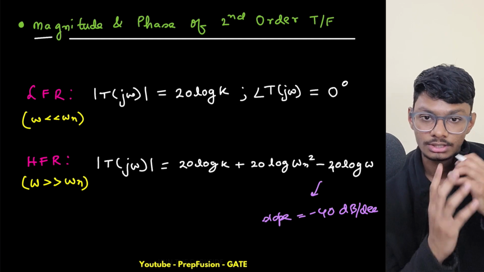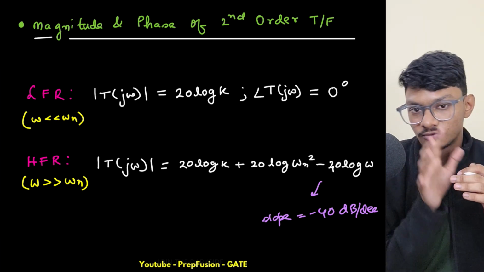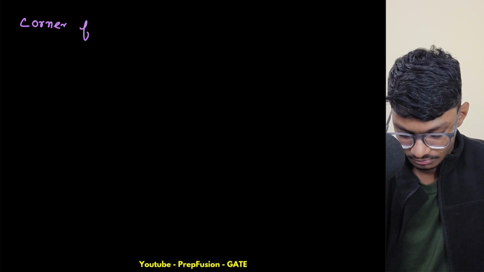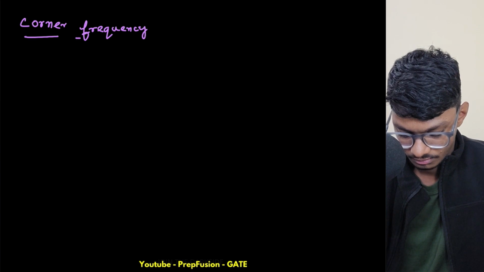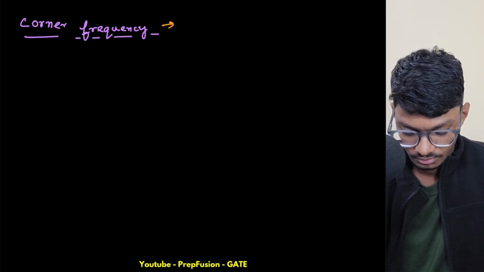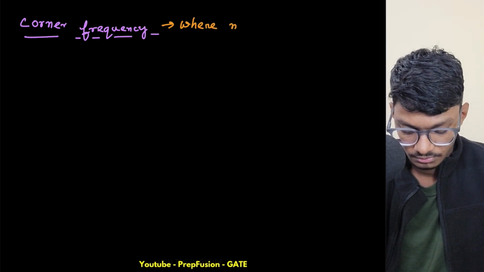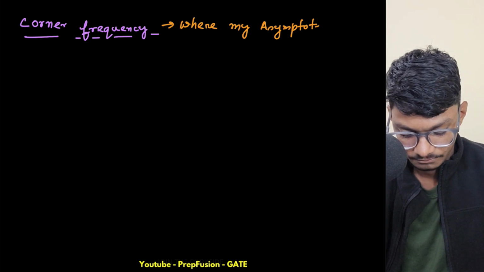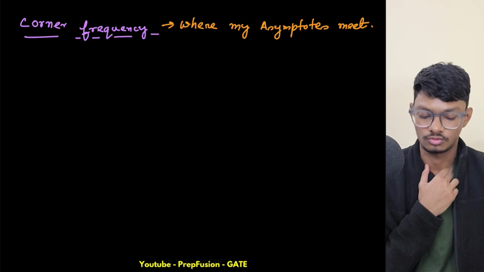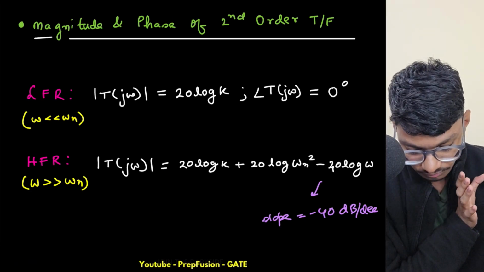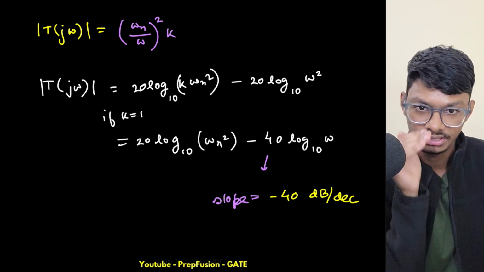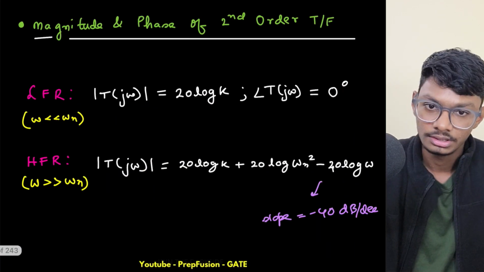If you remember correctly, for Bode plot the corner frequency is defined in two ways. One of the ways was that it is wherever my two asymptotes meet. Okay, so this is the definition of corner frequency. So here, where are my asymptotes meeting? If you look carefully, if omega is much less than omega n, it is 0, and if omega is much greater than omega n, it is minus 40. So obviously they will meet at omega n itself. So at omega n, I will have a corner frequency.